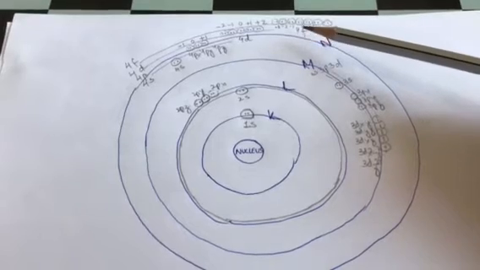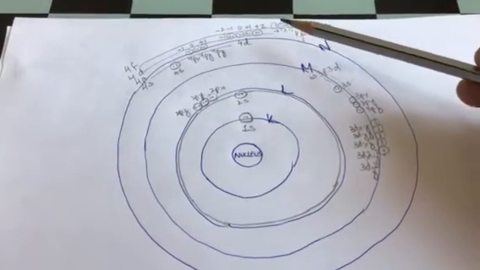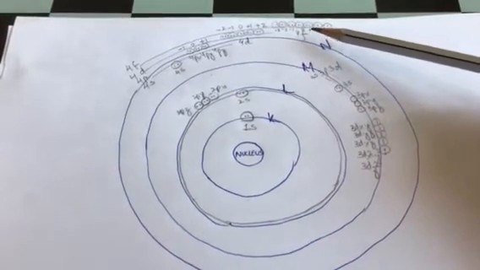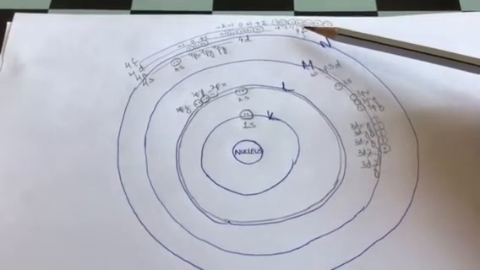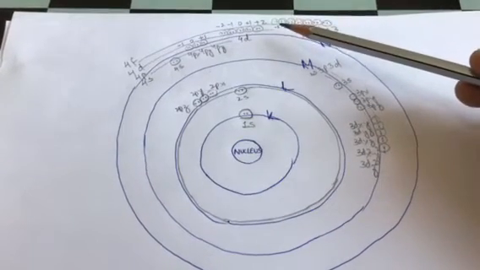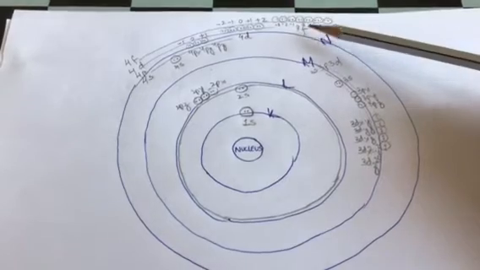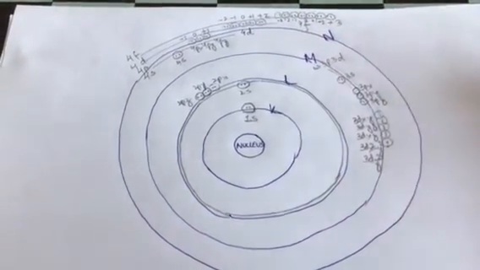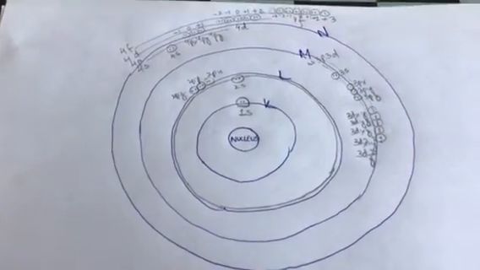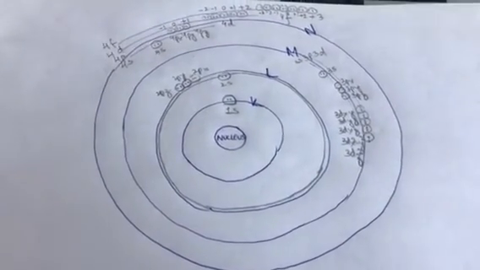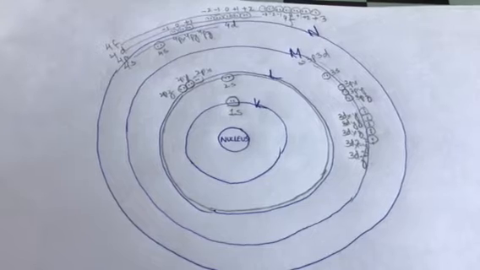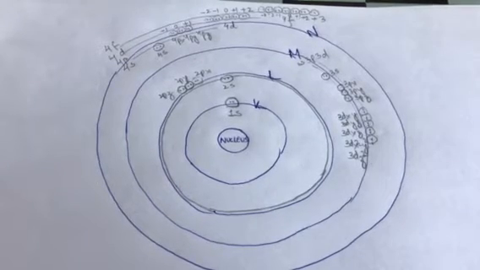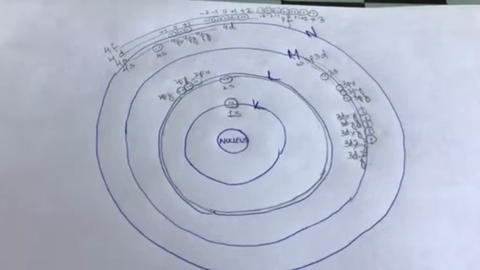Last would be the 4f subshell, which can have maximum 7 orbitals. This is again not the actual shape. -3, -2, -1, 0, +1, +2 and +3. So maximum 7 orbitals. Each orbital can accommodate maximum 2 electrons. So total 14 electrons can be accommodated in the 4f subshell.